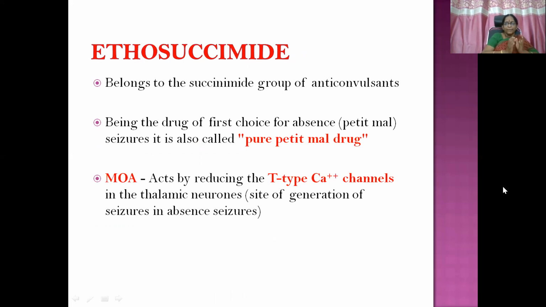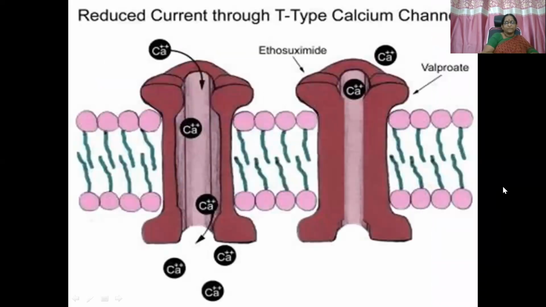It is a pure petit mal drug, most commonly used as the drug of choice for absence seizures. So petit mal we have discussed. Petit mal, E for ethosuximide, and T is sounding petit. So it inhibits T-type calcium channels. Okay, so that is the main mechanism of action of this molecule. We can see here the T-type calcium channels are inhibited, so there is no flow of calcium ions. Both ethosuximide and valproate also act on this.